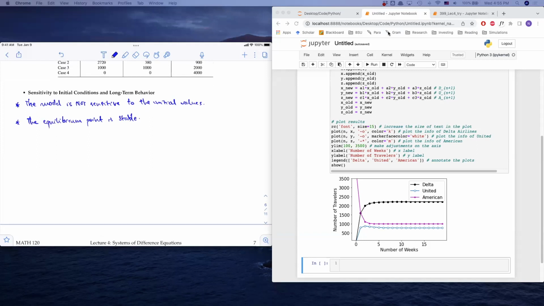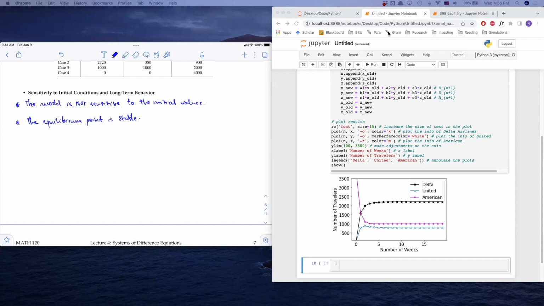Okay. So again, I hope you get some idea of how to set up the system, how to determine the equilibrium point, and how to use different initial conditions to test if the equilibrium point is stable or unstable, and if the model is sensitive to the initial values or not. Okay, so we've seen the last two examples. The model is not sensitive to the initial values.